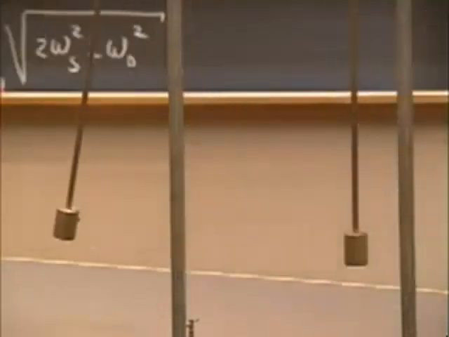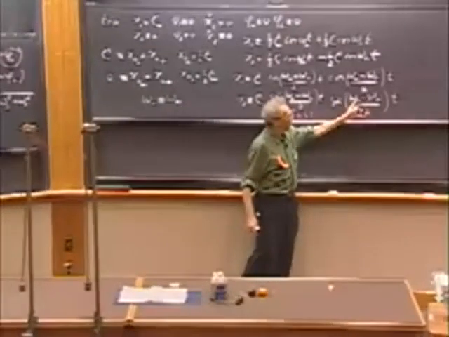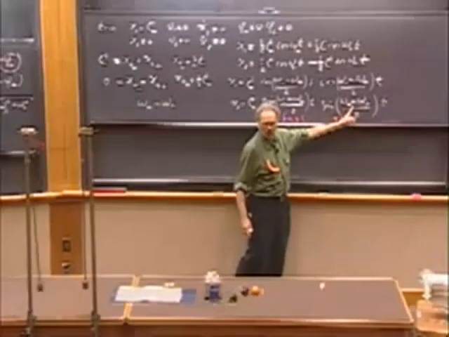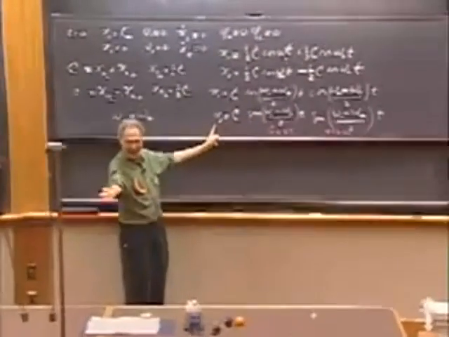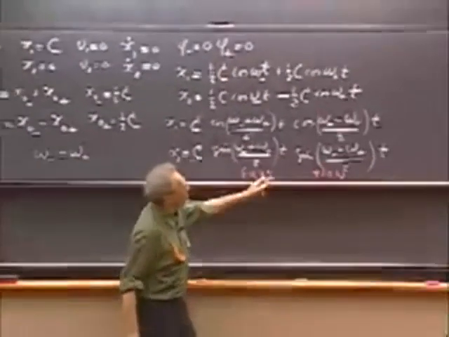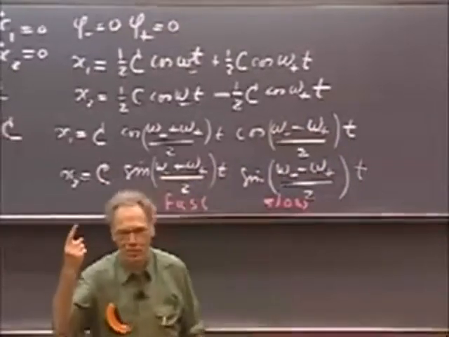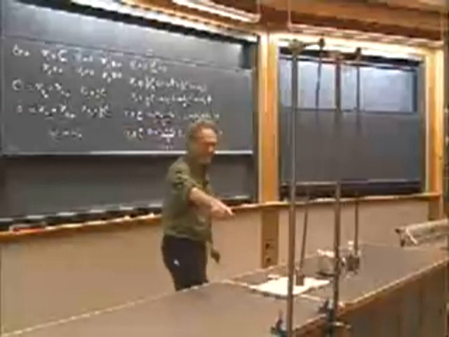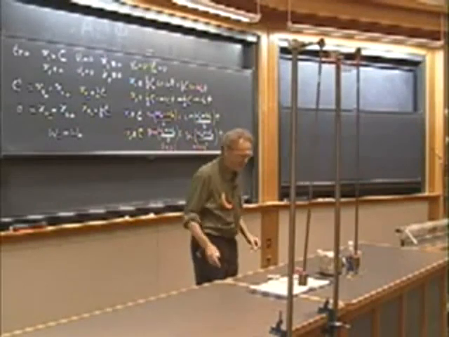And look at this equation. When omega minus is omega plus, this term is always 0. So you see x2 remains 0. That's what you see. And when omega minus is omega plus, this cosine term is always plus 1. That's what you see. Isn't it amazing, the power of physics?